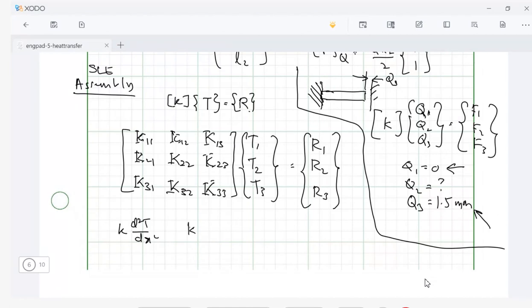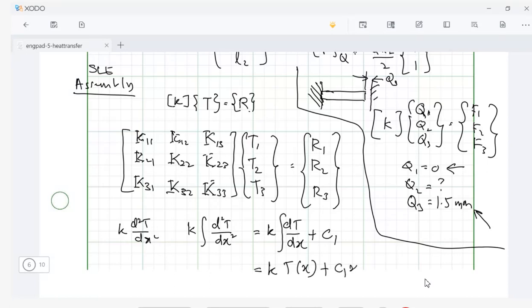Okay, the first time you integrate, you have k dT/dx plus c1. The second time you integrate, because you want to solve for T, you integrate one more time. Then you have kT as a function of x plus c1x plus c2. So these are the unknowns here.